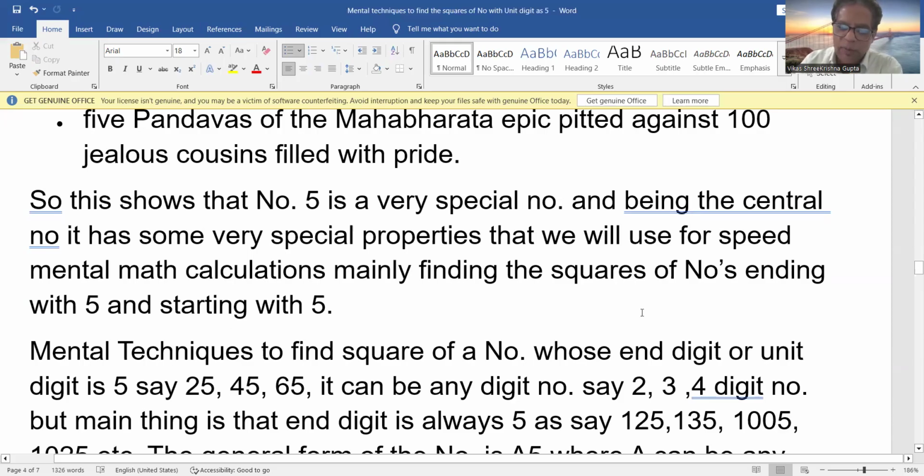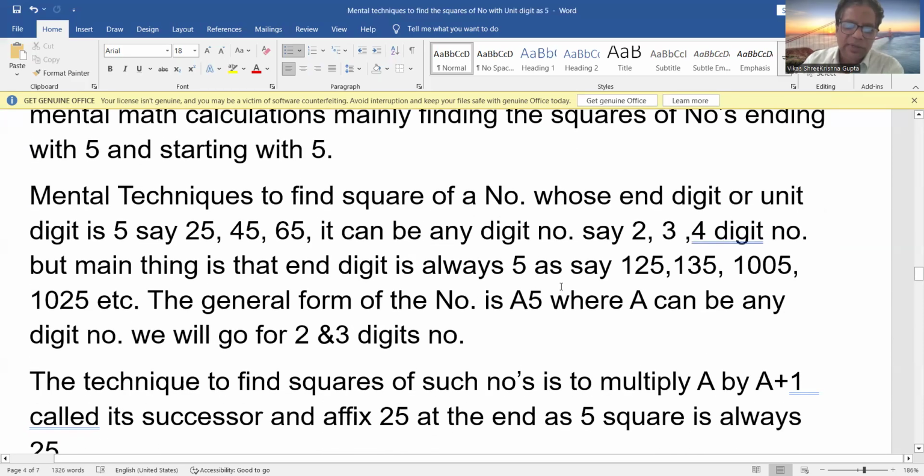So here there are two kinds of numbers: the number ending with five and the number starting with five. In this video, I am discussing the squares of numbers ending with five. Ending with five means the numbers can be x5, where x can be any digit number. That means five is the end digit, and before that it can be any digit number, right? Now we have to find the squares of numbers whose end digit is 5, say 25, 45, 65. It can be a single digit number, two digit number, four digit number, say 125, 135, 1005. As you can see, 1005 is a four digit number.